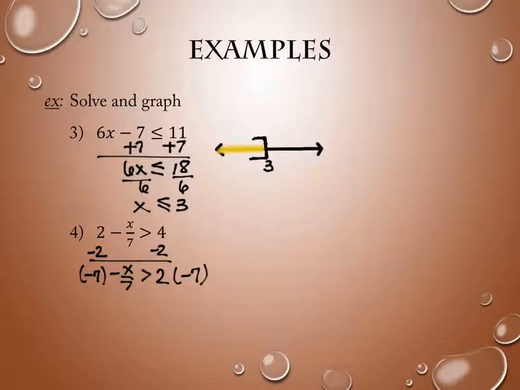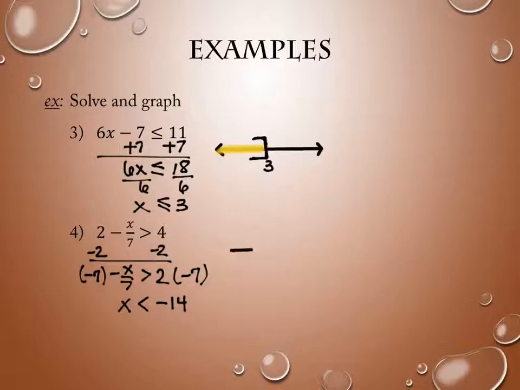Be kind of nice. So I'm left with x on the left, and 2 times negative 7 is negative 14. But I have to flip it. I mean, I finally have divided or multiplied, in this case multiplied, by a negative. So instead of having a greater than sign, I will have a less than sign on this one.